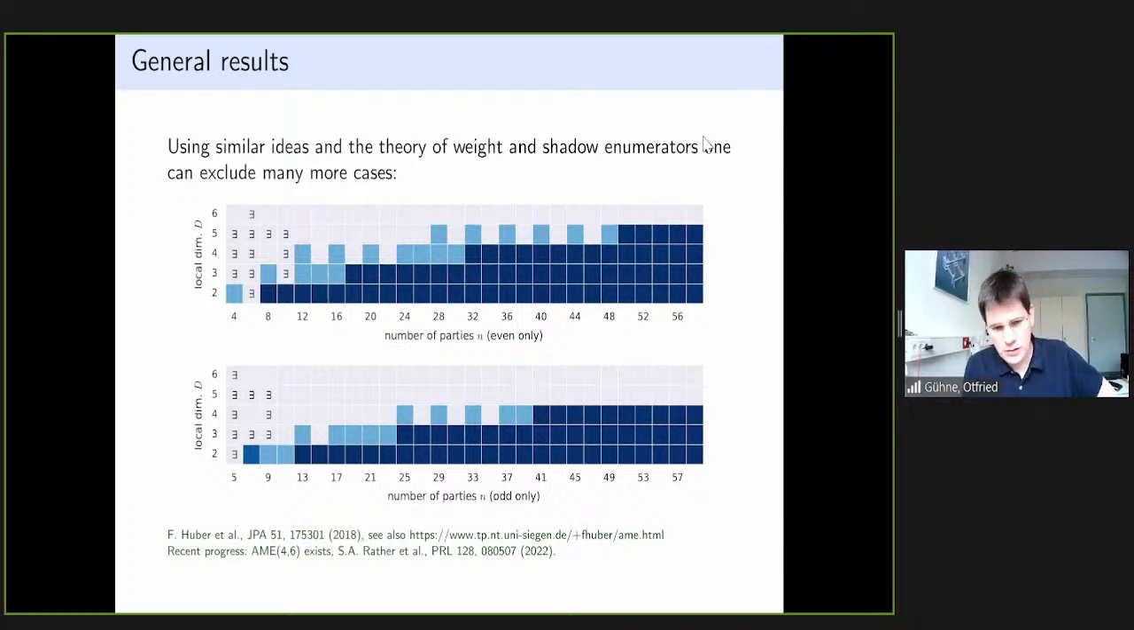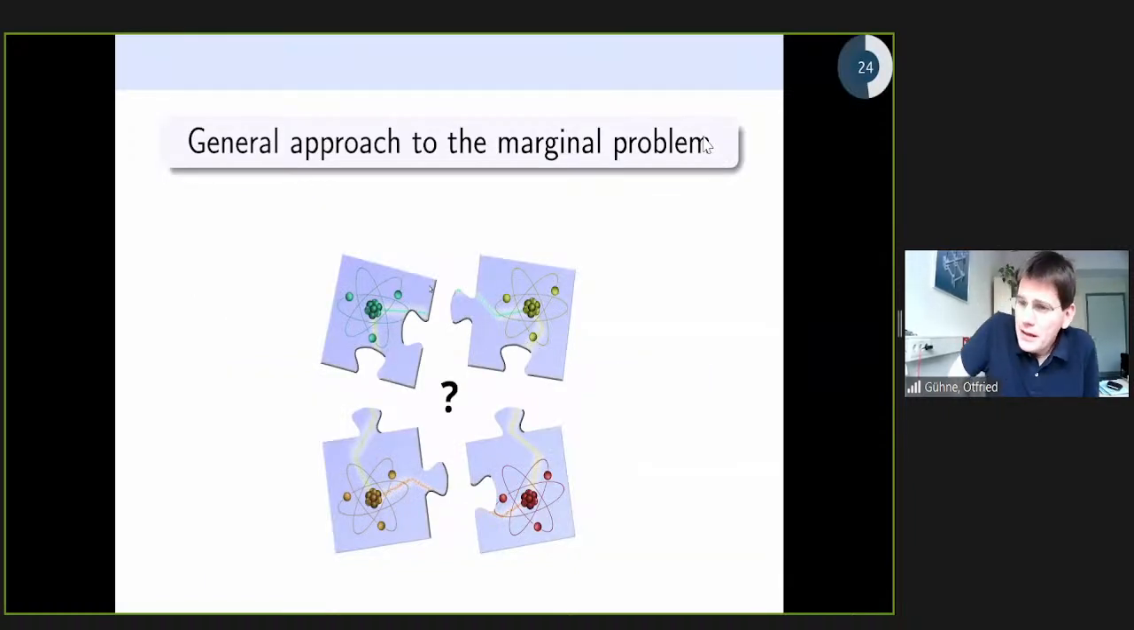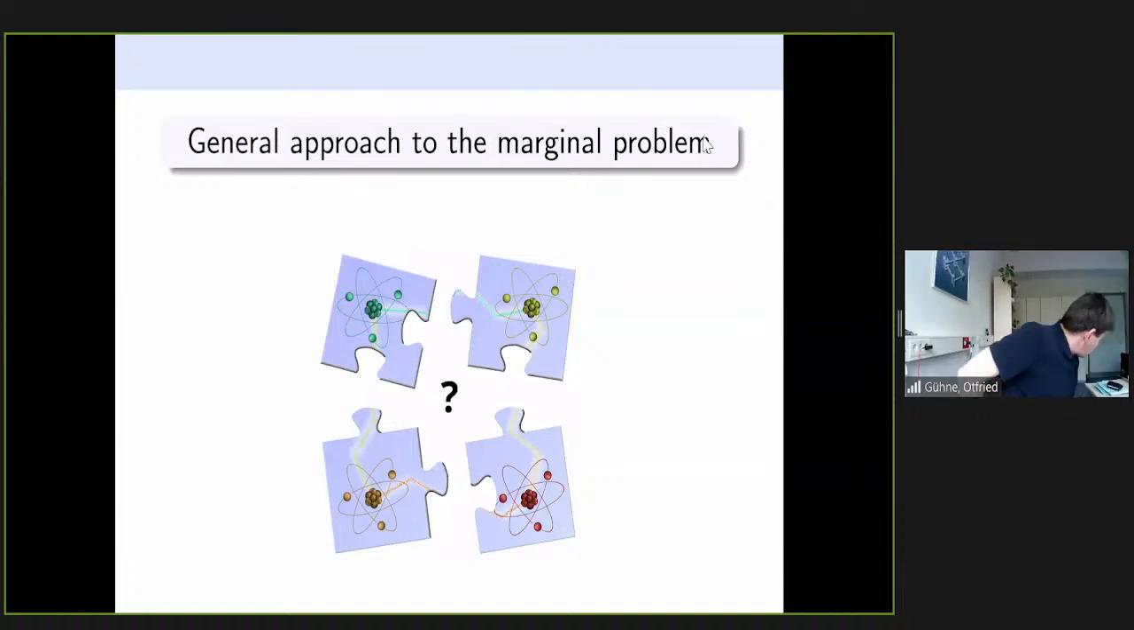Then I come to the second part of the talk. This is a little bit more general. It's a general problem, but in the end, we come back to the old problem of AME states. We come back to the problem and can reformulate it. Unfortunately, this reformulation, which is very nice, is still difficult, but okay, let's go step by step.